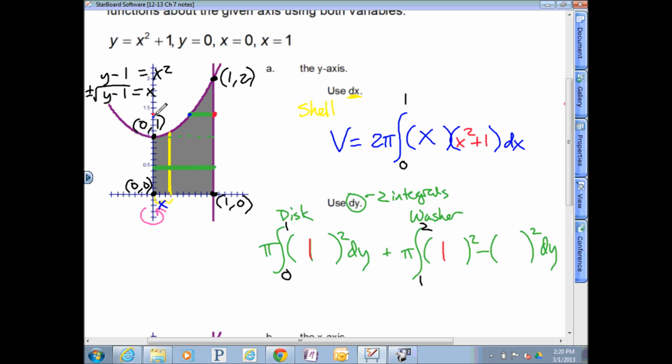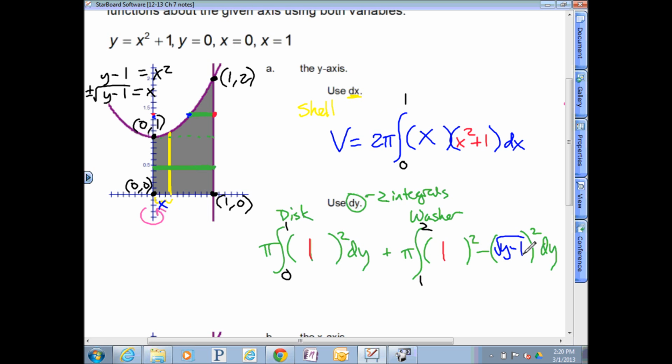What's that distance? Well, it's going to vary, and since it varies, it better have a variable in it. It's a horizontal distance, and we're using y's. So that distance, the distance between those two blue dots, would be f of y. What's f of y? The square root of y minus 1.